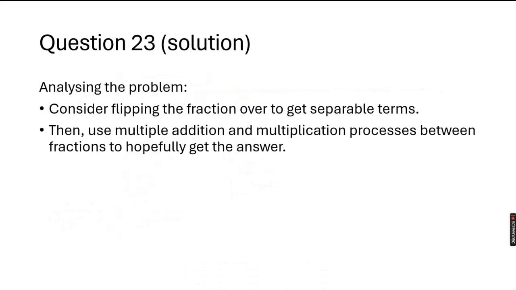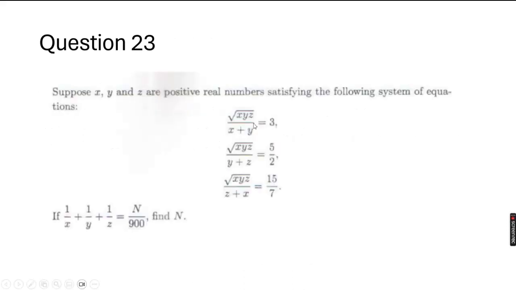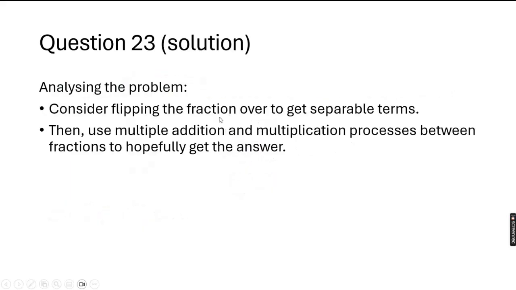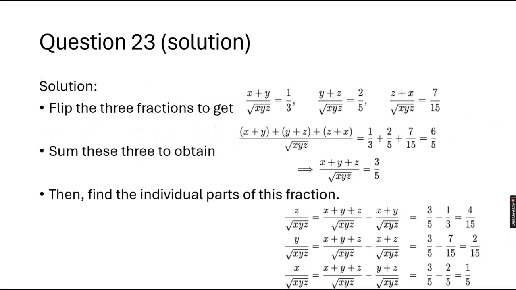So we consider flipping over the fractions to get separable terms. That is, x plus y over root xyz equals x over root xyz plus y over root xyz, and so on. Then we use multiple addition and multiplication processes between the fractions to hopefully get the answer. To solve this question, we flip the three fractions to get x plus y over square root of xyz equals 1 over 3, y plus z over square root xyz equals 2 over 5, and z plus x over square root xyz equals 7 over 15.